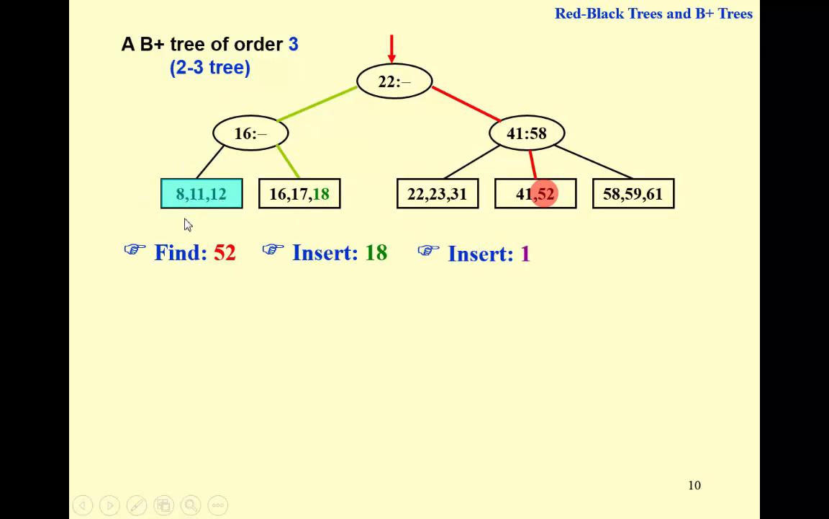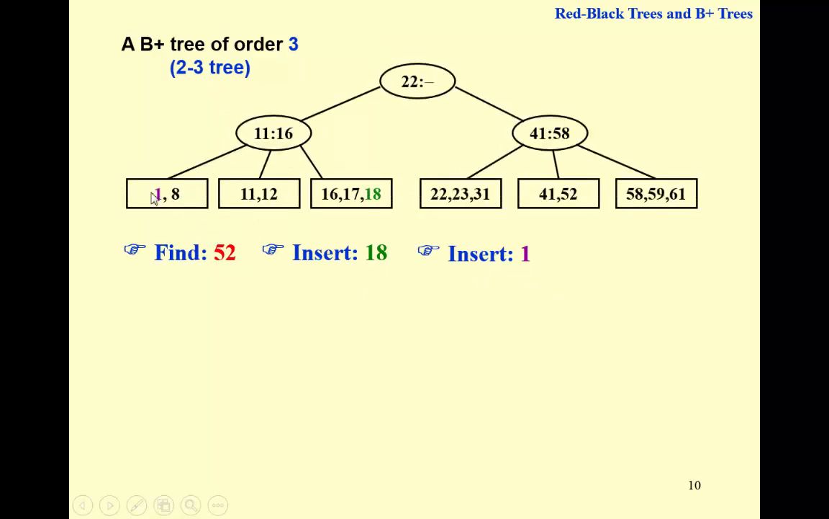But then we have to be careful here, because by splitting this node into 2 nodes, we're adding 1 extra node to its parent. So we have to check if the parent is full or not. In this case, the parent is okay because we still have 1 space available here. So then we can make the insertion, split this node into 2 nodes, and then adjust its parent. So now the parent contains 2 keys: 11 from this node and 16 from this node.